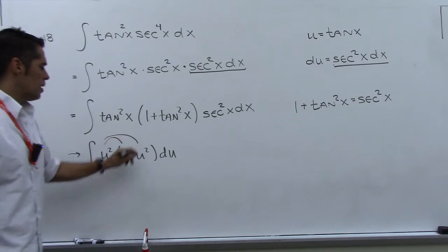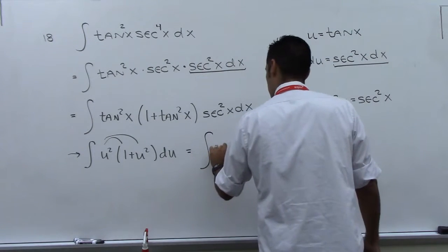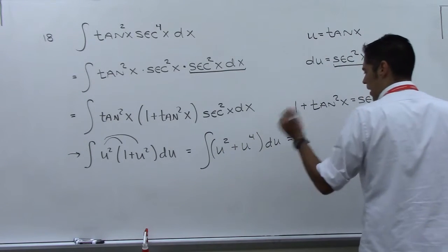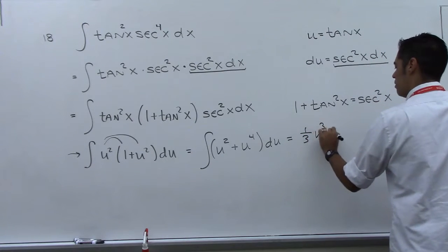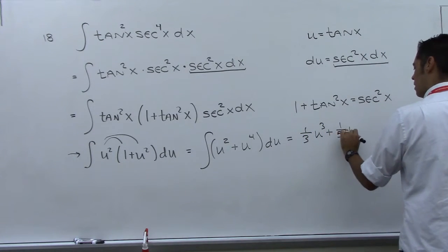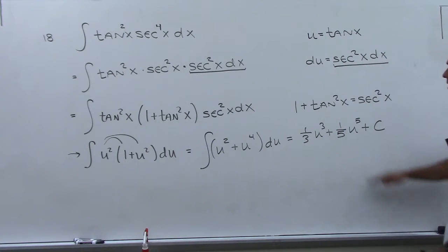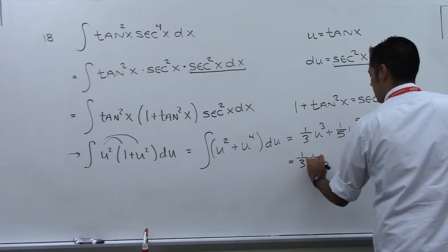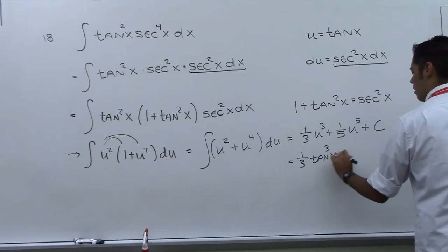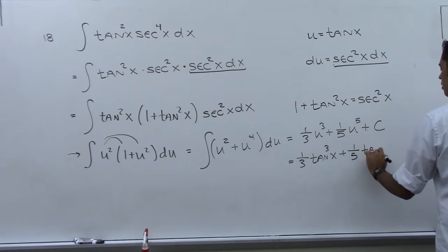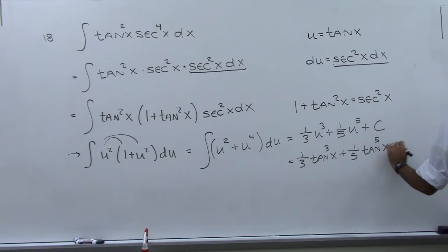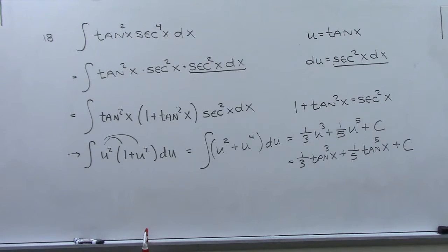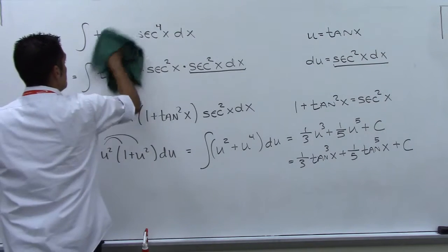Then distribute my u squared through. u squared plus u to the 4th du. And then power rule. 1/3 u cubed plus 1/5 u to the 5th plus c. And then replace our u's with tangent x. So 1/3 tangent cubed x plus 1/5 tangent x to the 5th plus c, and that's our answer. So that showed you two different strategies when you have tangent and secants together.